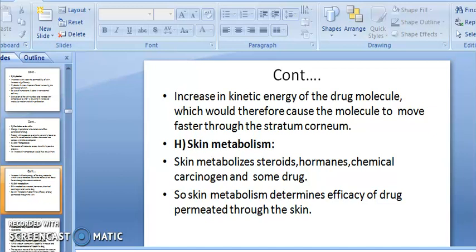It means that there is a mass into velocity. It is the velocity of your molecule, and because of the increase in speed or velocity, there is an increase in penetration.